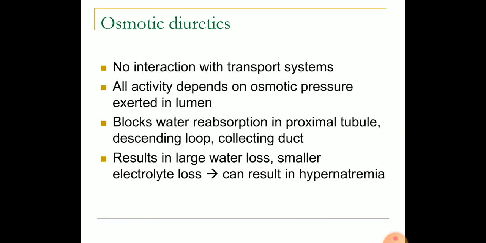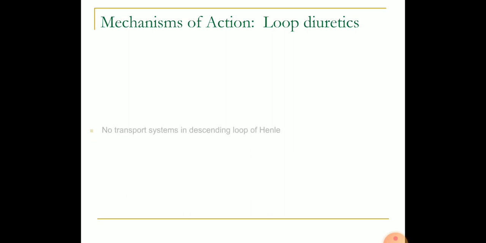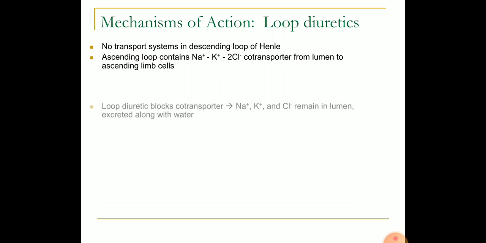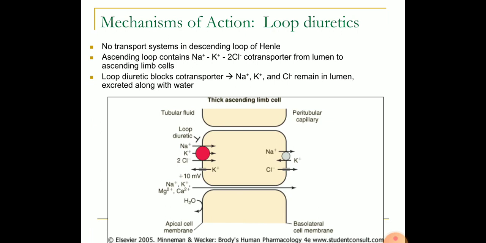We have already discussed osmotic diuretics, so I am skipping that part and coming to the loop diuretics. These are the drugs which act on the ascending loop of Henle, and they inhibit the sodium-potassium-2 chloride cotransporter system from the lumen to the cells of the ascending limb. Therefore they block the cotransporter mechanism, retaining sodium, potassium and chloride inside the lumen, and these will be excreted along with water.